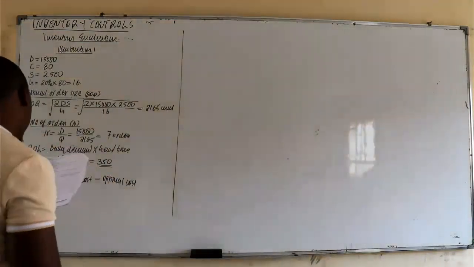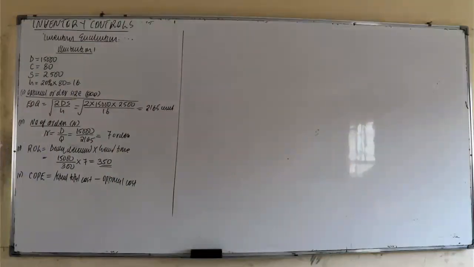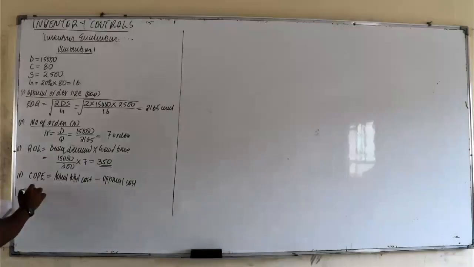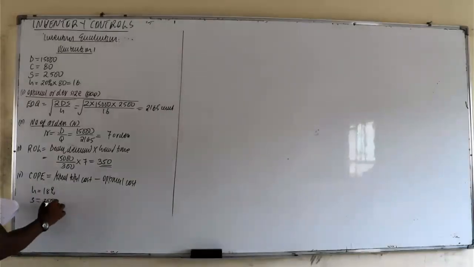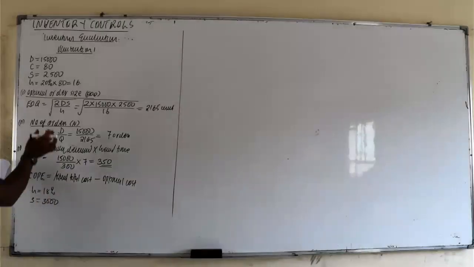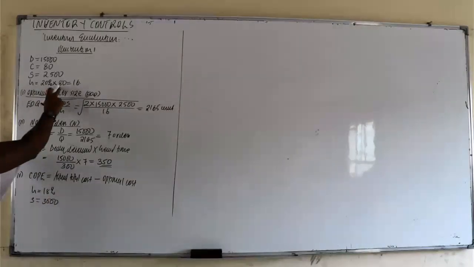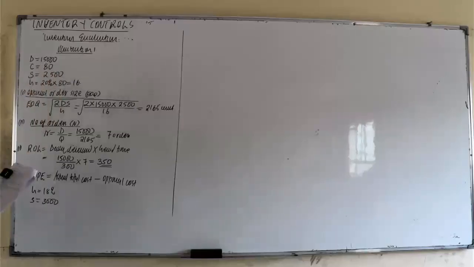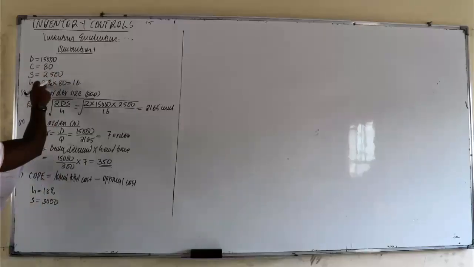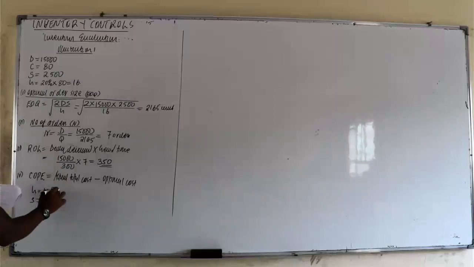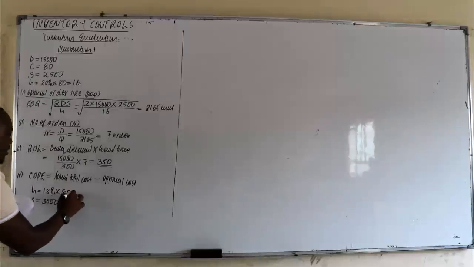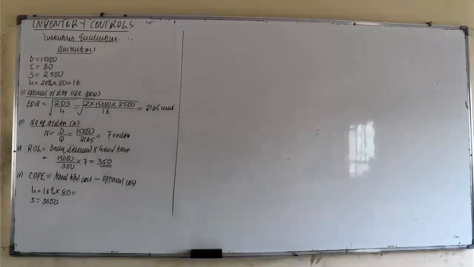Let's read that again. If the actual cost of capital and the ordering cost were 18% and 3,000, the cost of capital will give us the holding cost. We take the cost of capital times the purchase cost, and the purchase cost is 80. What if now the cost of capital is not 20 but 18? So you take 18% times 80. How much will be the actual holding cost?